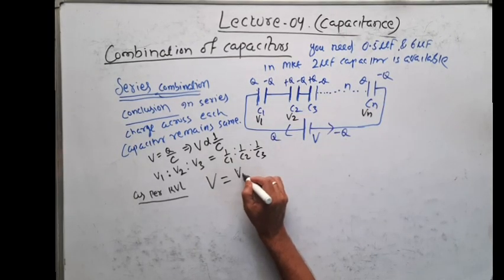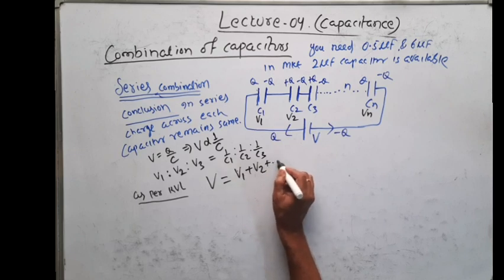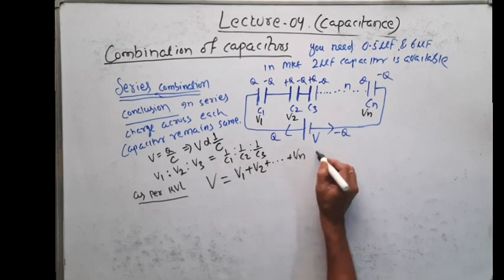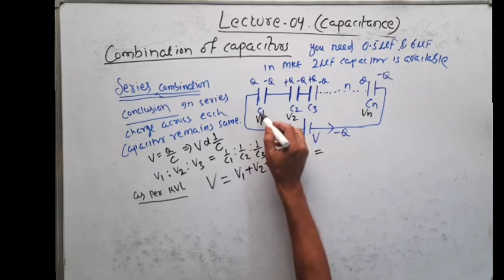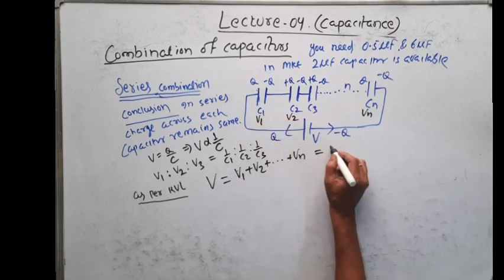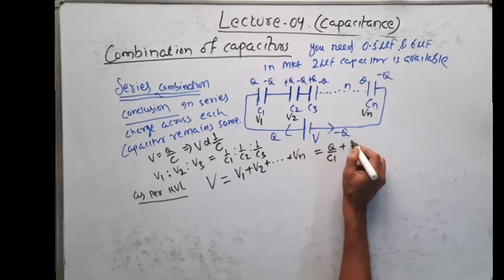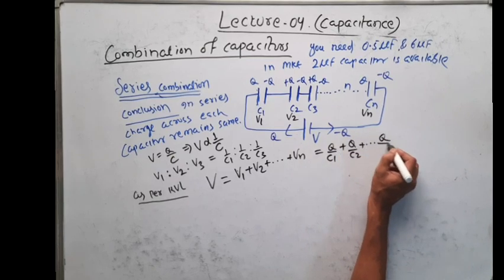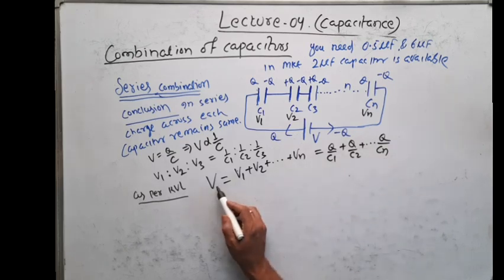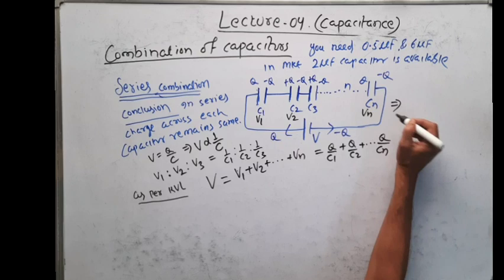So I can write V is equal to V1 plus V2 up to Vn. But what is V1? V1 is nothing but charge by capacitance, Q by C1, plus Q by C2. In this way, you will get Q by Cn. This is the total supplied voltage. Okay. So now, what is equivalent capacitance?